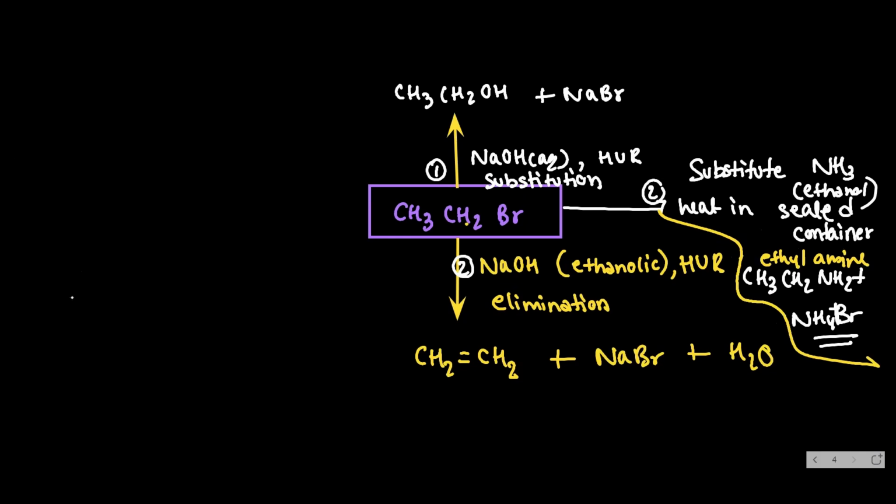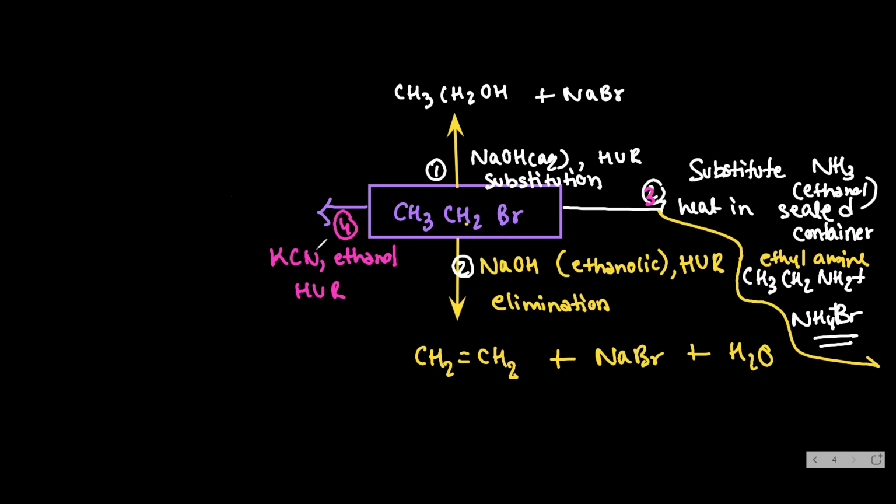Now, the fourth reaction is a little different. The fourth reaction is with your cyanide. In this case, we will be applying your potassium cyanide in ethanol, and you have to do heat under reflux. In this case, we produce nitriles.